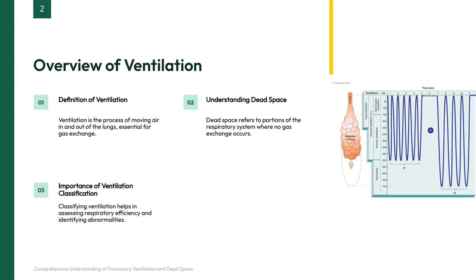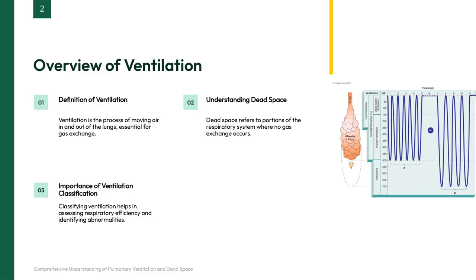Let's dive into the importance of understanding pulmonary ventilation and dead space. First, classifying ventilation is crucial because it helps us assess how effectively the lungs are functioning. By understanding different types of ventilation, we can identify abnormalities that might indicate respiratory issues. Now, dead space is a key concept here. It refers to those parts of the respiratory system where no gas exchange actually takes place. Recognizing dead space helps us understand the efficiency of ventilation.